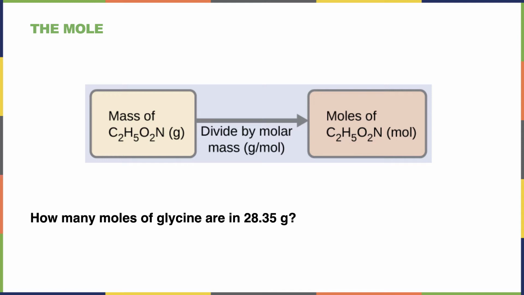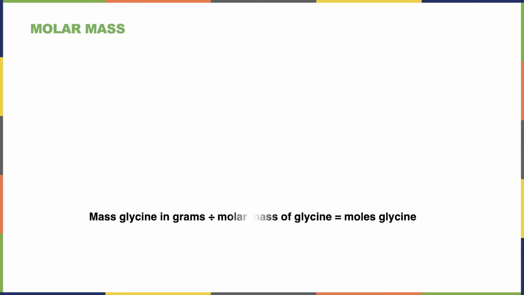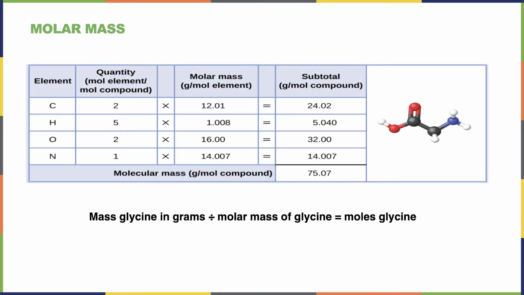You take the mass of the glycerin, 28.35 grams, and you divide that by the molar mass of glycerin. Now you know that you have to calculate the formula mass first, and then you express the formula mass as grams per mole, and that tells you the molar mass. So the mass of glycerin in grams divided by the molar mass of glycerin will give you the number of moles. So here's the box calculating the formula mass and thus the molar mass of glycerin.